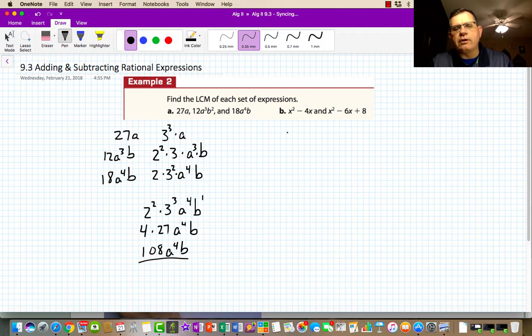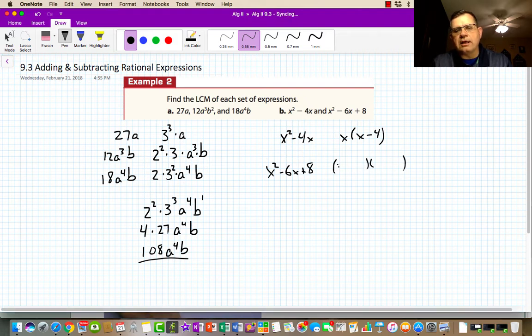Let's look at this one over here. We have x squared minus 4x. So we factor that, bring an x out of both. We have x times (x minus 4). Then we have x squared minus 6x plus 8. So we have two sets of parentheses. There's got to be an x here and an x here. Two numbers that multiply to give you 8 and add to give you minus 6 will be minus 4 and minus 2. So now what's the lowest common multiple?